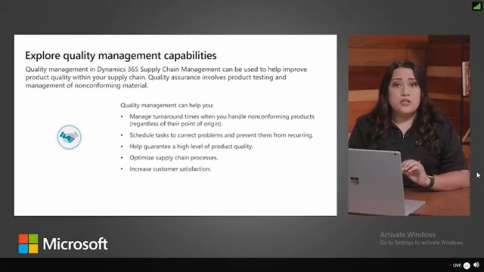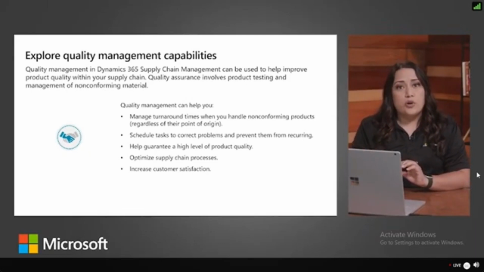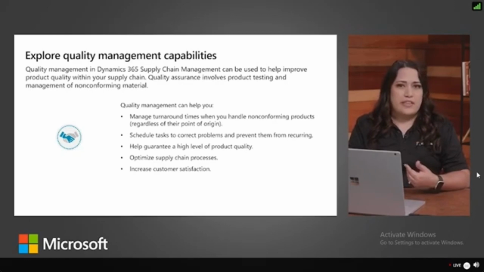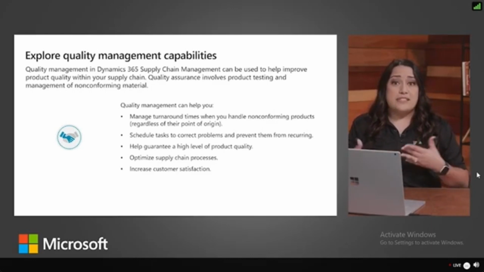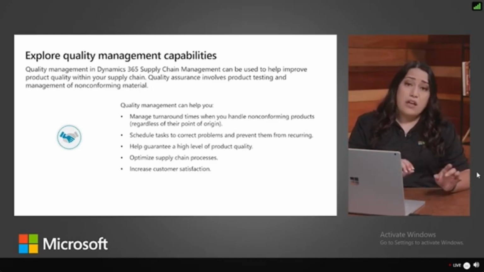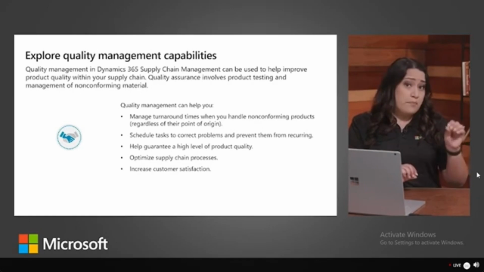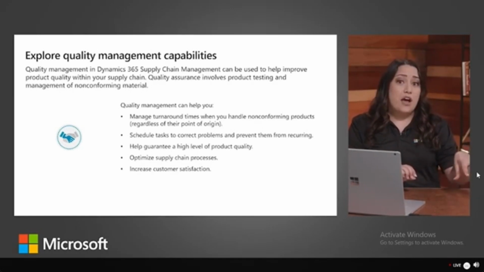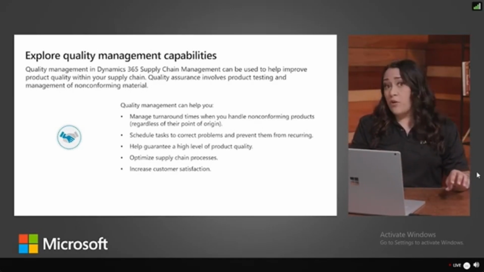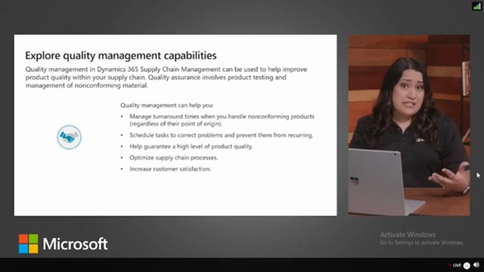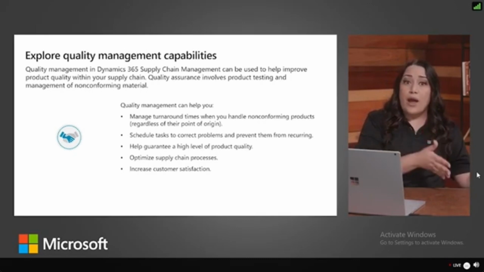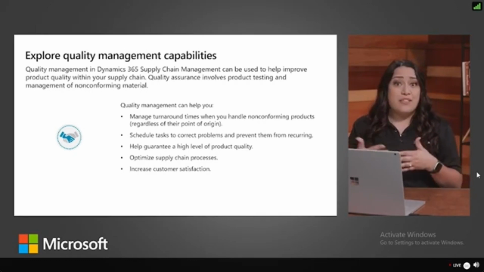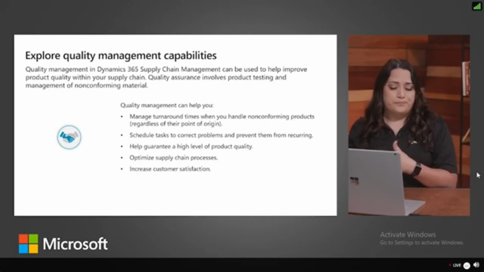And quality management can help you manage the turnaround times when you're dealing with things like non-conforming products, basically no matter where those non-conformances come in. And if you do the setup correctly, you can basically link diagnostic results with things like correction tasks. And then the system can schedule tasks automatically to basically help correct those problems and prevent them from happening in the future.